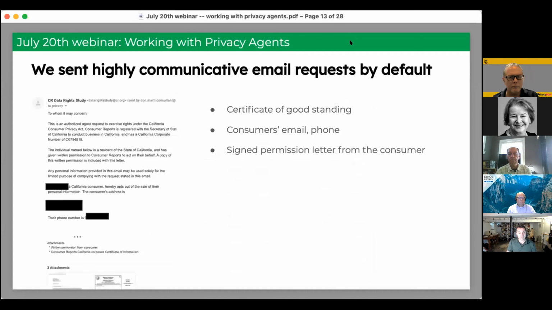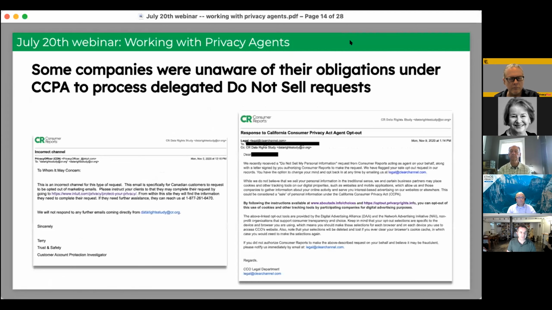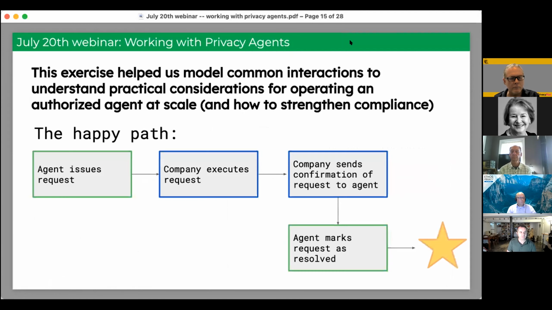And by default, just because of where we are today in the world, we're sending email requests. We're sending letters that explain the authority we're invoking, a copy of our certificate of good standing in California, some information about the consumer in question, and the signed permission letter from the consumer. So by default, we're doing all of this by email. It's a little bit of a slog. It's a little bit laborious. And what we found is that a lot of companies are unaware of their obligations to process these requests. So this is all documented in a report that you can read if you're so interested.